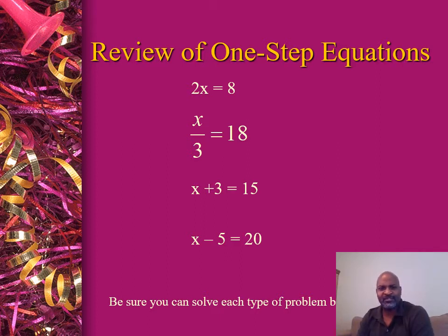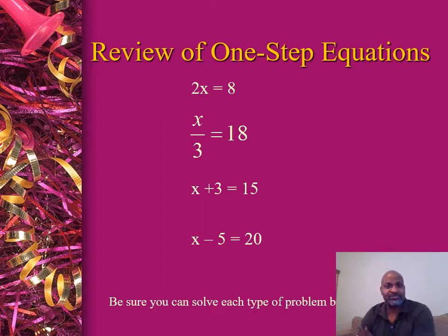Like, for instance, with 2x equals 8, all you have to do is divide both sides by 2. 8 divided by 2 is 4, so x is 4. Look at x divided by 3 equals 18. You multiply both sides by 3 in order to get 54 for x.